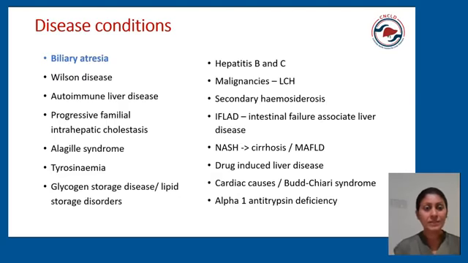This is just to give you the disease conditions list. Actually, the list is quite bigger, but this is just to tell you the spectrum of the liver diseases in children. I've highlighted biliary atresia because that is the commonest liver disease requiring liver transplant in children.